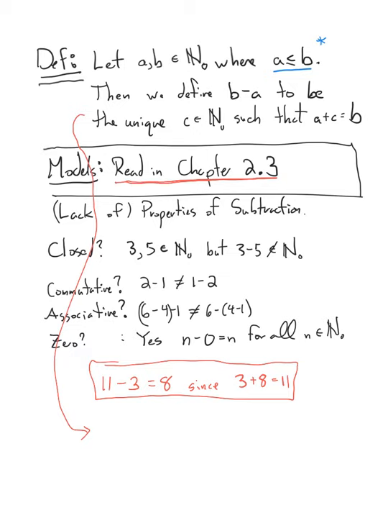And the last thing I want to talk about with subtraction was the properties of it, or what's a better thing to say is the lack of properties. Subtraction is not a nice operation. Addition was very nice. It was closed, it was commutative, it was associative, everything was nice. But subtraction is not.